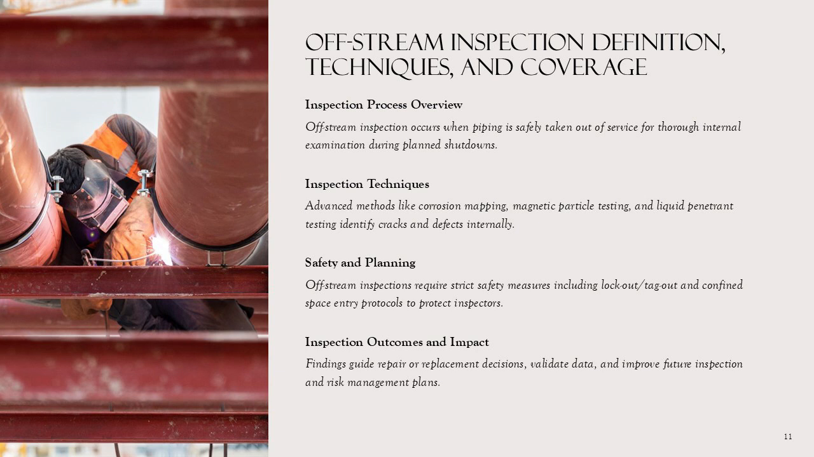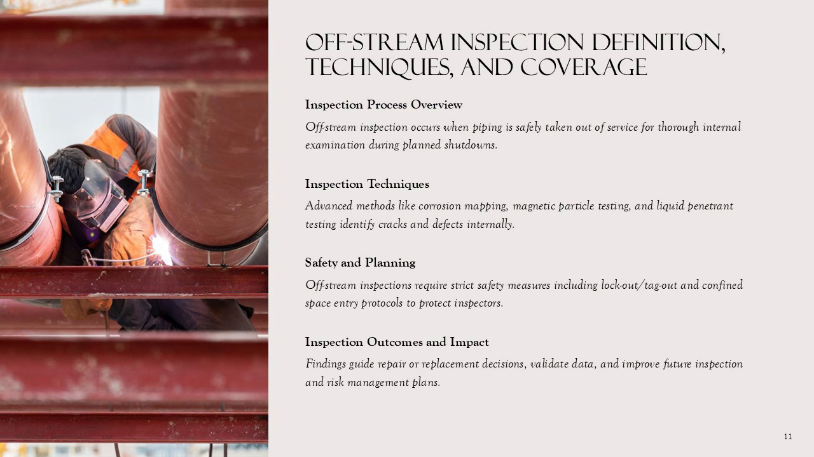Advanced techniques such as corrosion mapping, magnetic particle testing, MT, and liquid penetrant testing, PT, are commonly applied during off-stream inspections to detect surface and near-surface cracking, particularly at welds, fittings, and high-stress locations. Dimensional checks and alignment verification may also be performed. Off-stream inspections provide higher inspection coverage and greater confidence in piping condition, but they require careful planning, isolation, and safety controls such as lockout/tagout, confined space entry procedures, and gas testing.